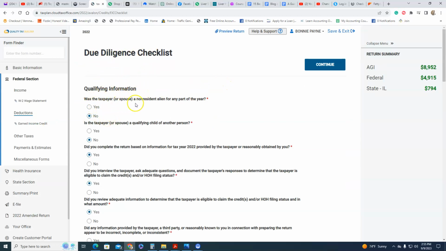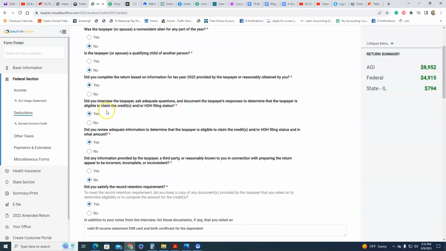Was the taxpayer or spouse a non-resident alien for any part of the year? No. And all the training we're going to do is going to be based on dealing with U.S. citizens only, unless otherwise mentioned. So it's going to be no for the first one. Is the taxpayer or a spouse a qualifying child of another? That's no. Do you complete the tax return based on information from the tax year 2022 provided by the taxpayer or reasonably obtained by you? That's yes. Must always be yes.